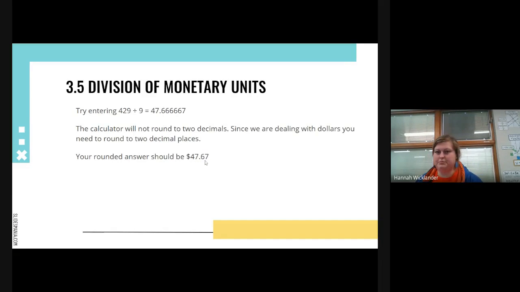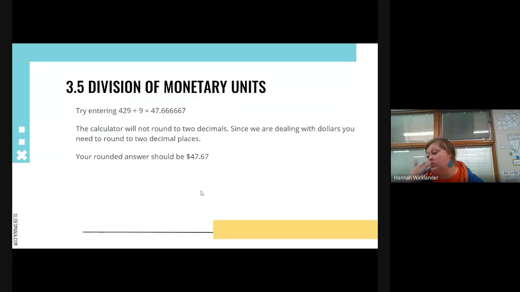So then my new answer is 47.67. So calculators will not round to the second decimal place. It's going to put as many numbers after the decimal as it can fit. So you are in charge of rounding it to 2 decimal places. So if it's 0.66 and the next number is a 6, you would round up. But then if this number was a 2, you would keep it the same.